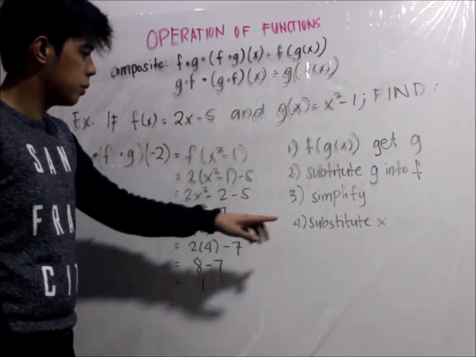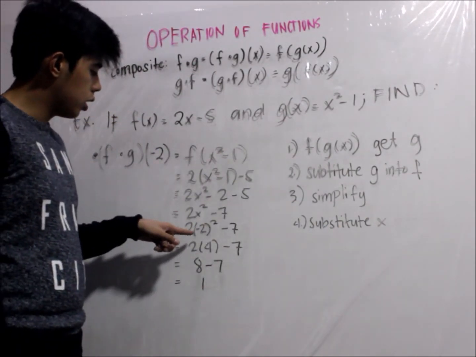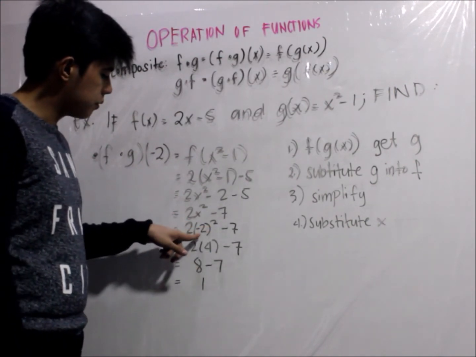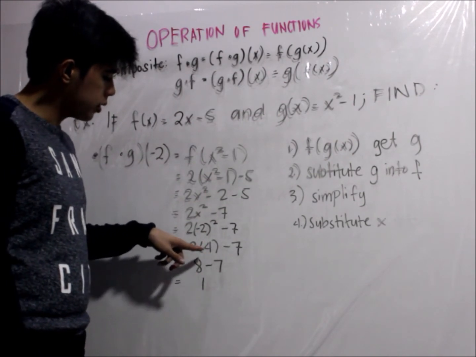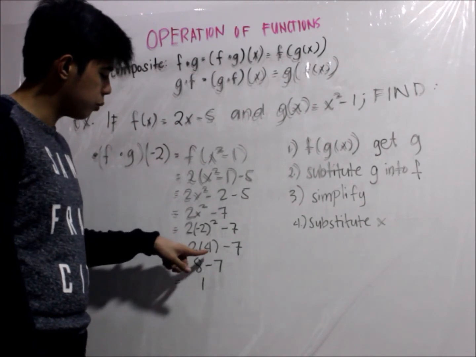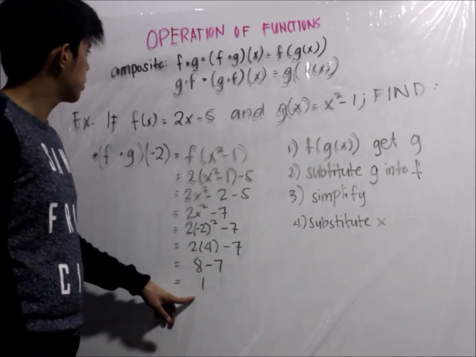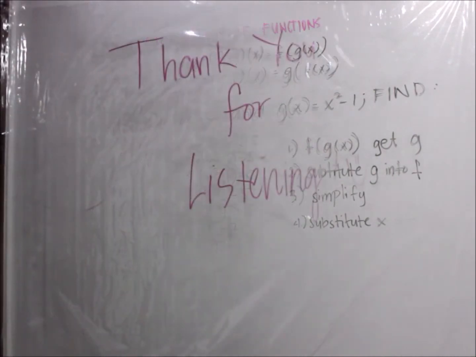Then when this happens, we will now substitute the x. So we will have 2 times negative 2 squared minus 7. So negative 2 squared is 4. And then we will have 2 times 4 minus 7. When this happens, we will now multiply 2 with 4. So we will get 8. And 8 minus 7 is 1. So that is how you get the composite using these 4 steps.